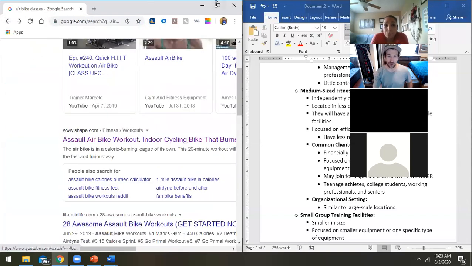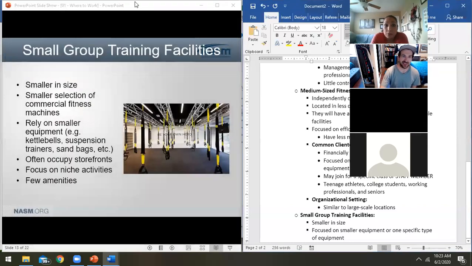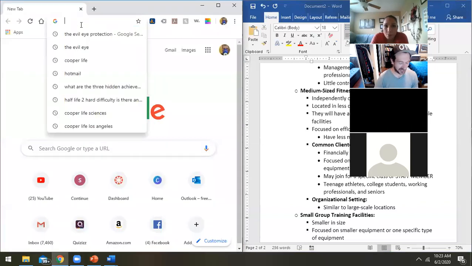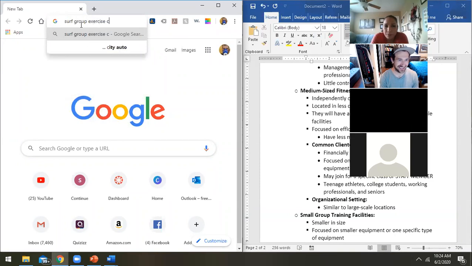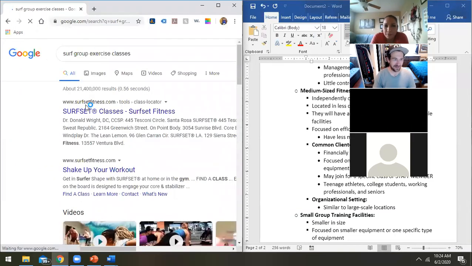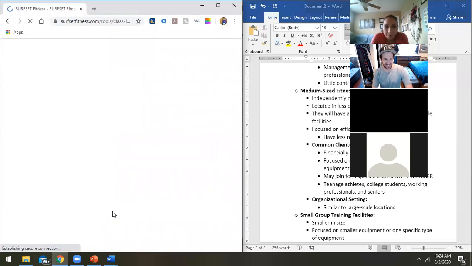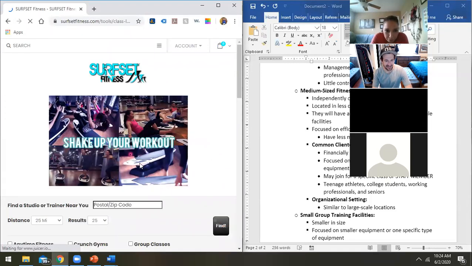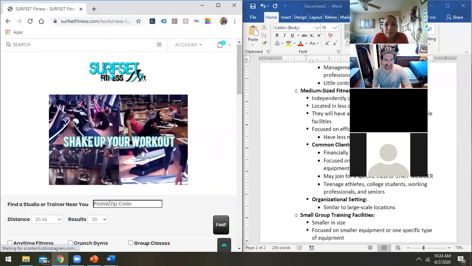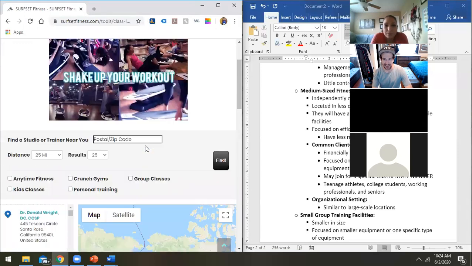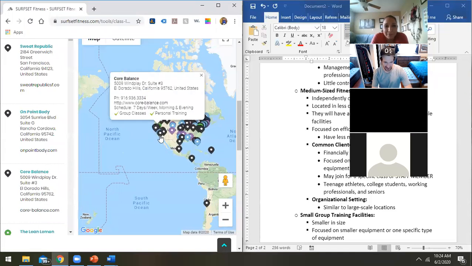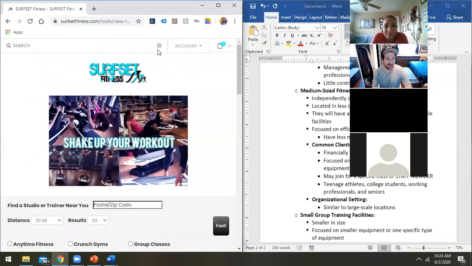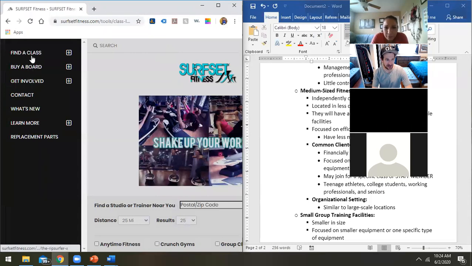TRX classes are a really good one. These were springing up like crazy. Oh, here's one of my favorites. I always look this up in this class. Surf group exercise classes. Have you guys seen this? They have a little surfboard attached to these Bosu ball looking things. And so it's a group exercise class where you act as if you are on a surfboard.